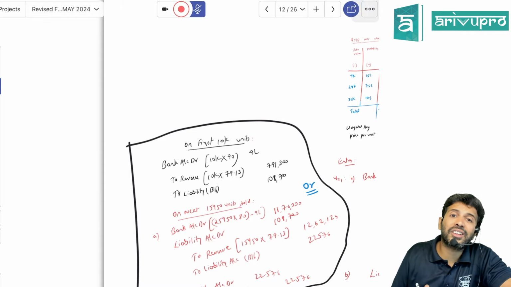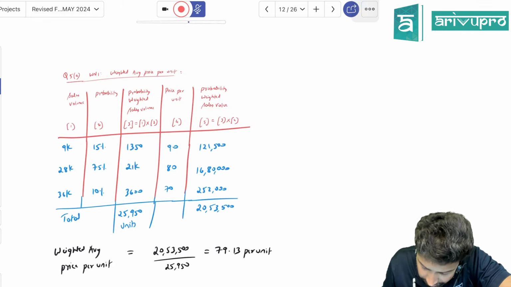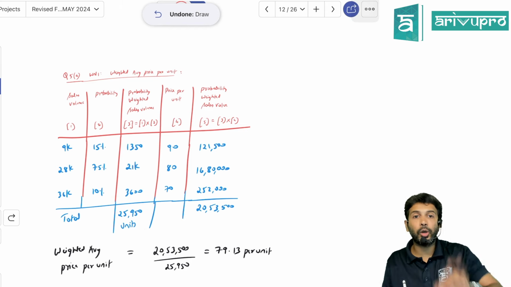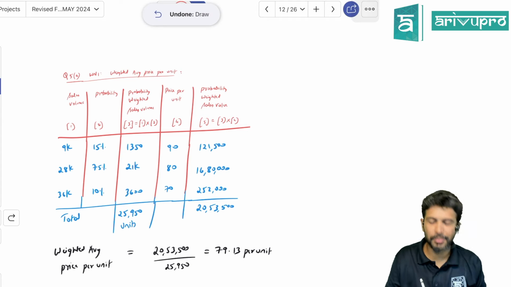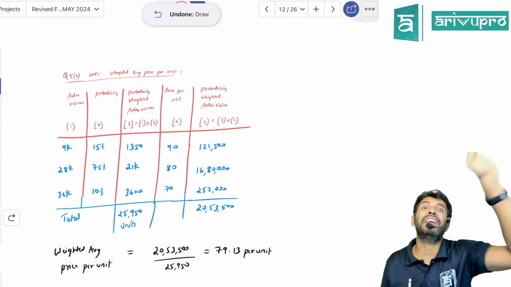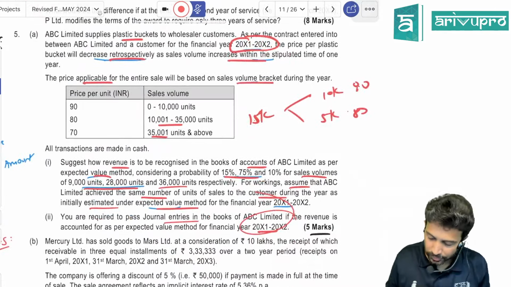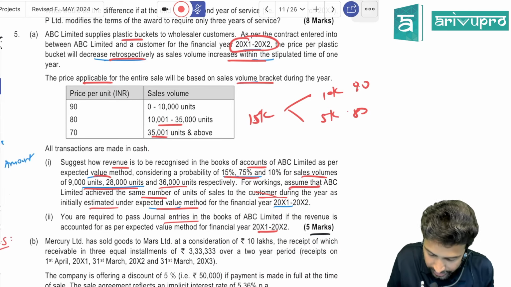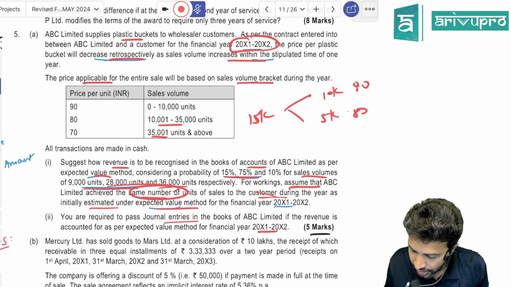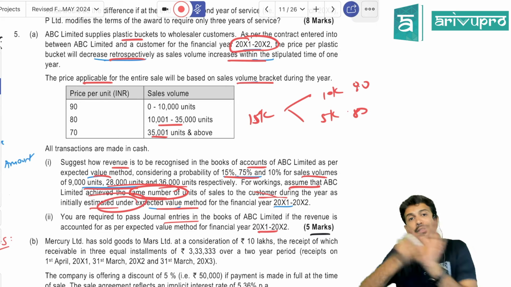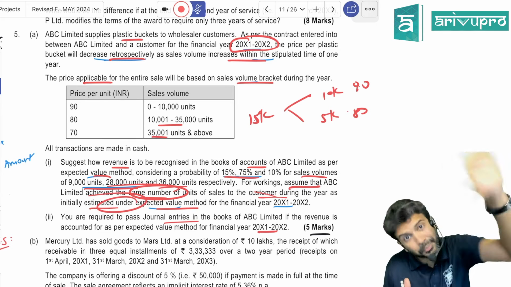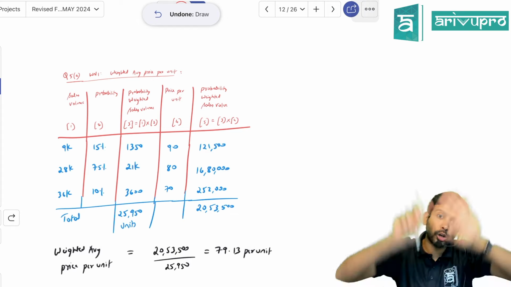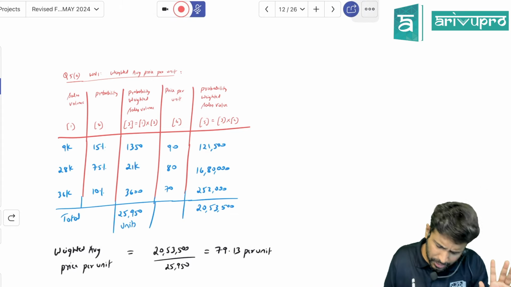Now, what did they ask us to assume in the question? How much is the probability weighted sale volume we are expecting? After considering the probability factor, we feel the customer will buy 25,950 units in totality for the whole year. They asked us to assume that for working purposes, ABC Limited achieved the same number of units of sales to the customer as initially estimated. Whatever the company estimated, they're asking us to assume the customer bought that much only.